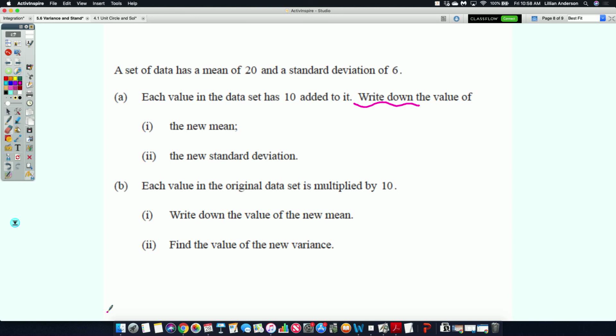So when you add a constant, you add it to your mean. So what's the new mean? 30. Because it's just 20 plus 10, so that's how you get 30. And the standard deviation stays the same, it does not change. Okay? So for those examples, write down: little work for part I, no work for part II.